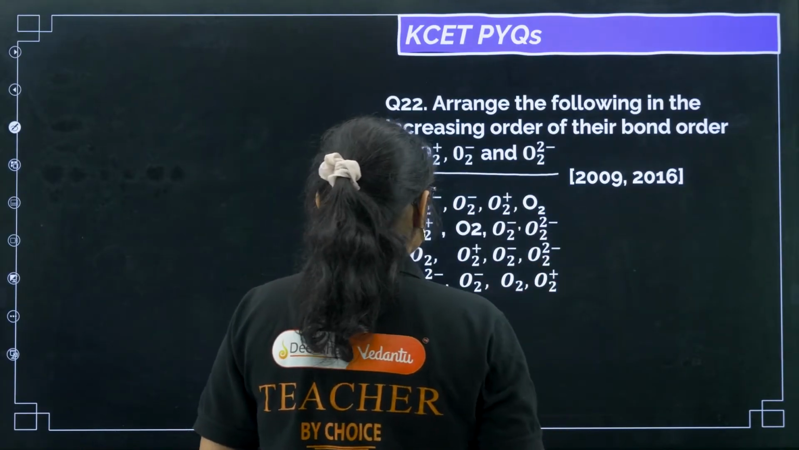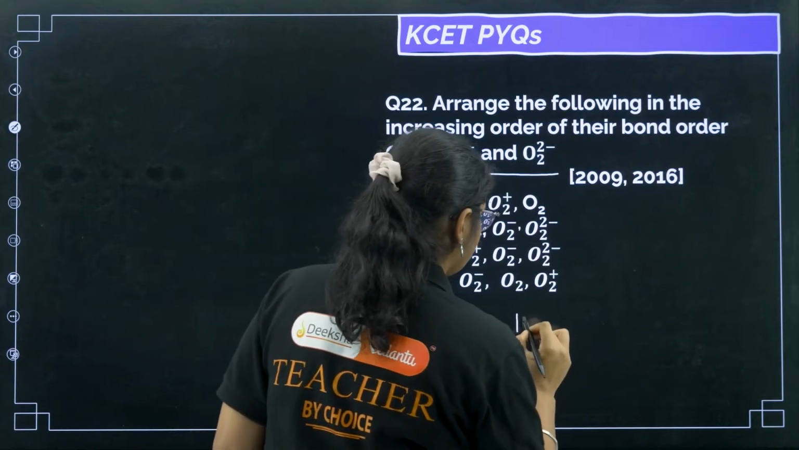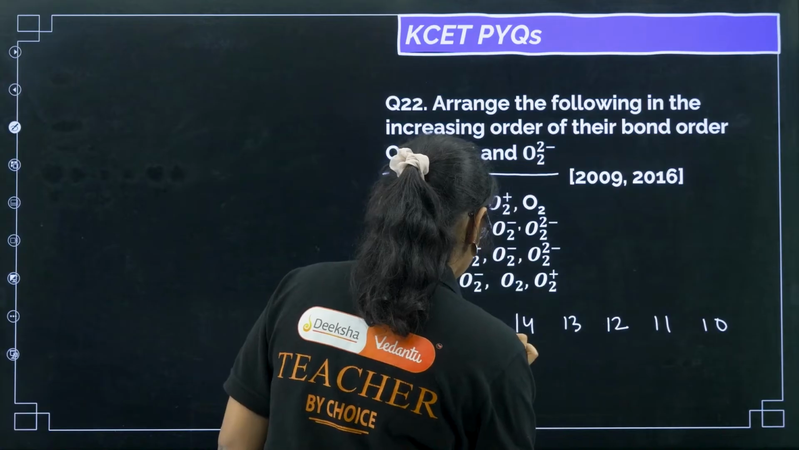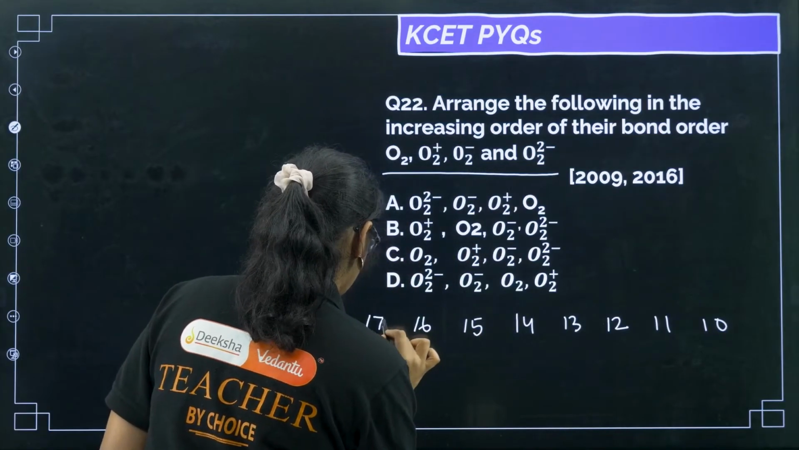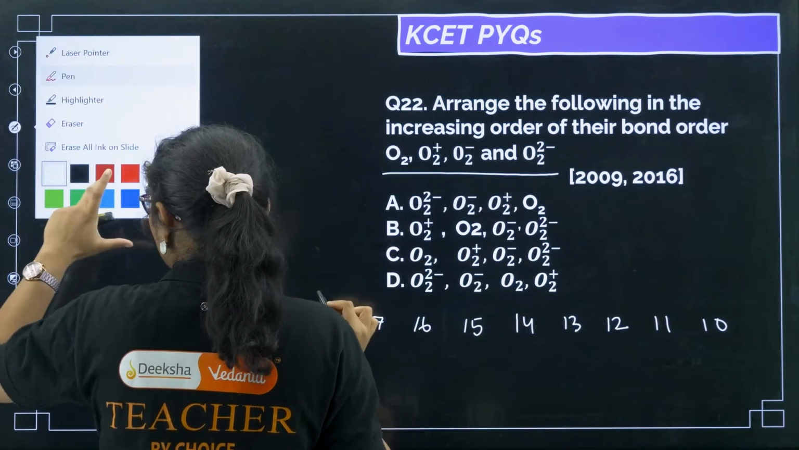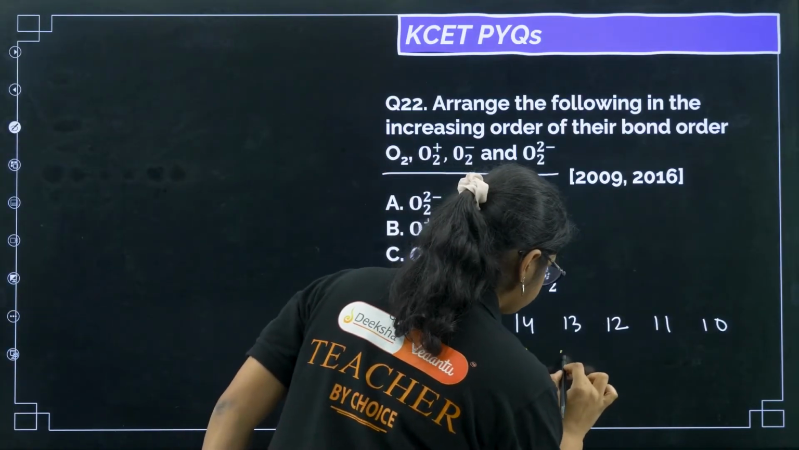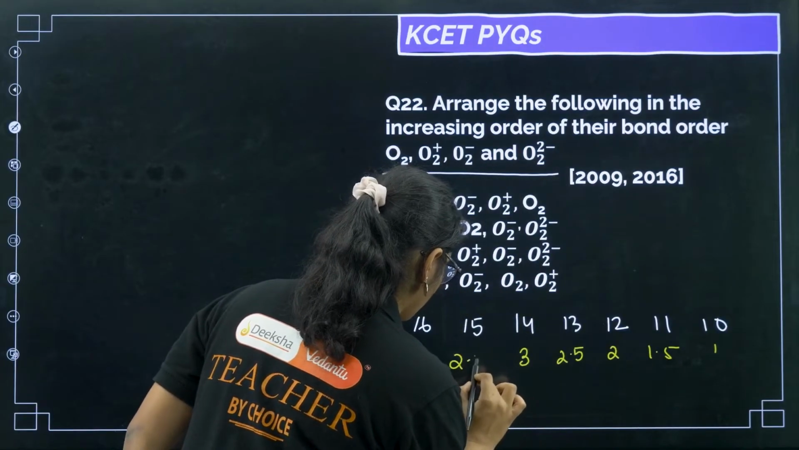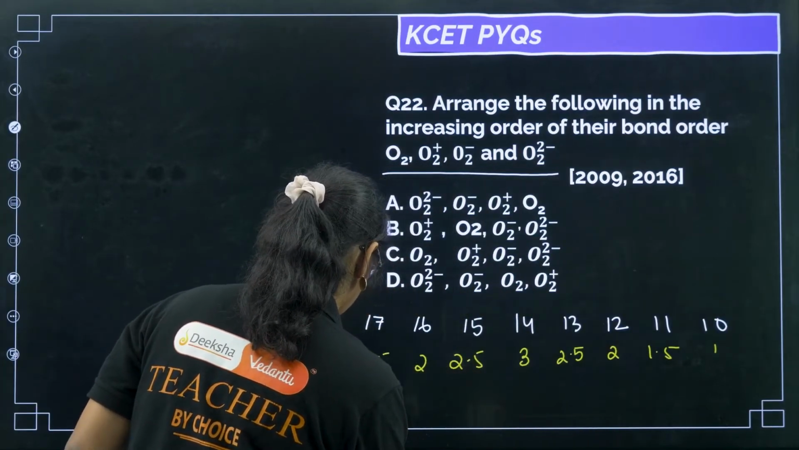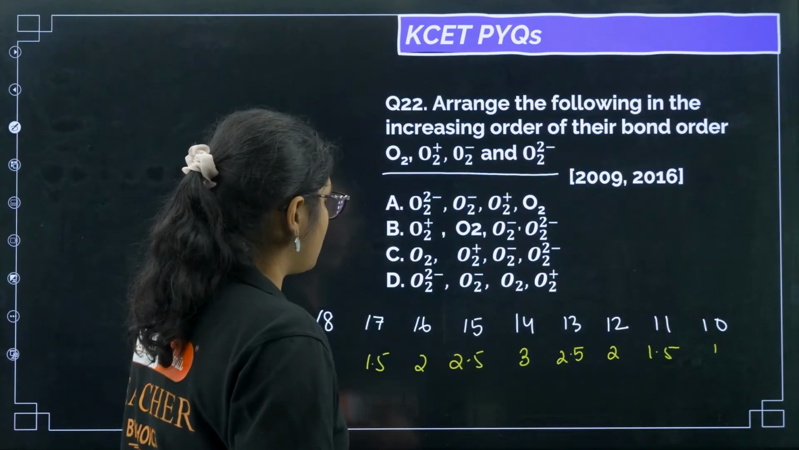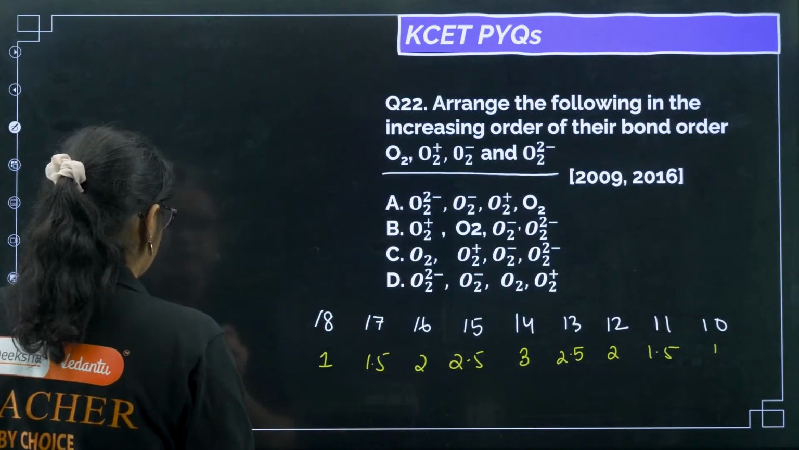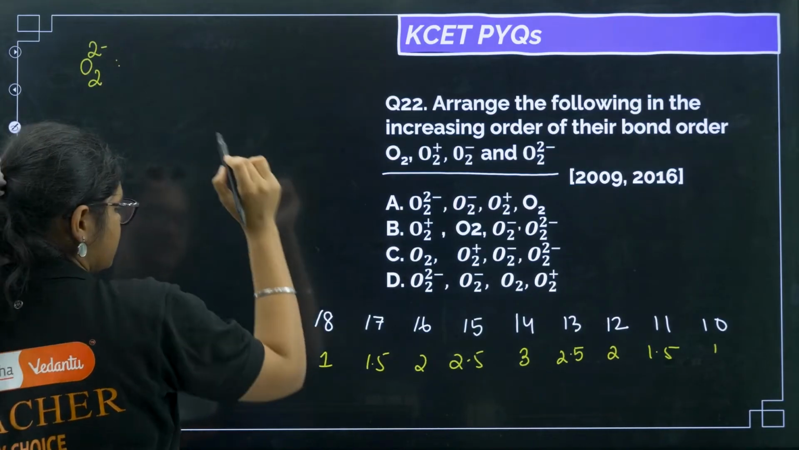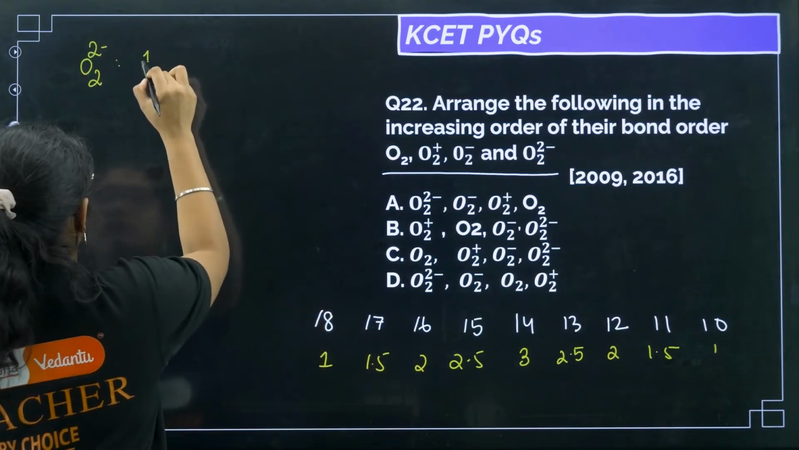Again, O2, this one is there, so we can do this one. We remember 14, 13, 12, 11, 10, and we have this side 15, 16, 17 and 18. And if I want to write the bond order: 3, 2.5, 2, 1.5, 1, 2.5, 2, 1.5 and 1. So now if I want to calculate for O2 2 minus, that is 8 plus 8, 16, 17, 18, that is your 1.